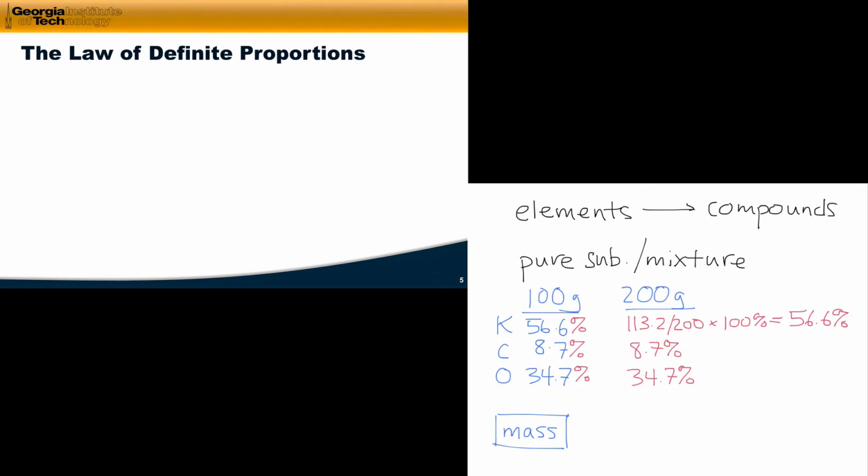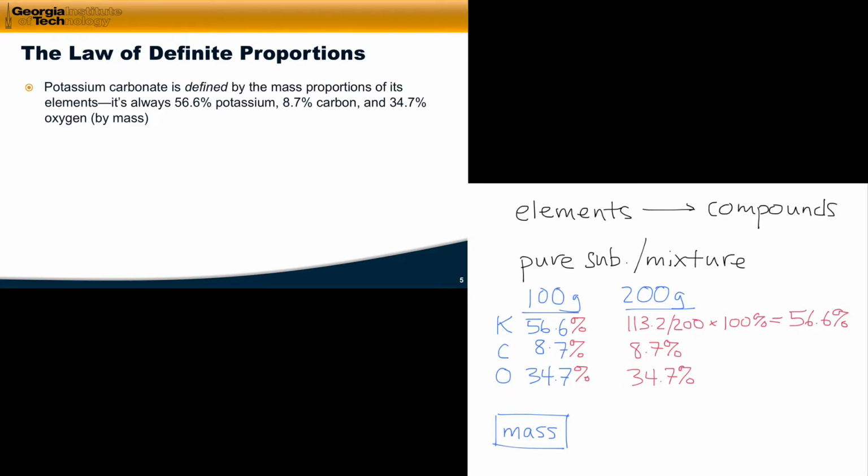This leads us to a law of nature called the law of definite proportions. What the law of definite proportions says is that a compound is defined by the mass proportions of its elements. So for the example we're looking at, potassium carbonate itself is defined by the mass proportions of the elements within. It's always 56.6% potassium, 8.7% carbon, and 34.7% oxygen, or it's not potassium carbonate.